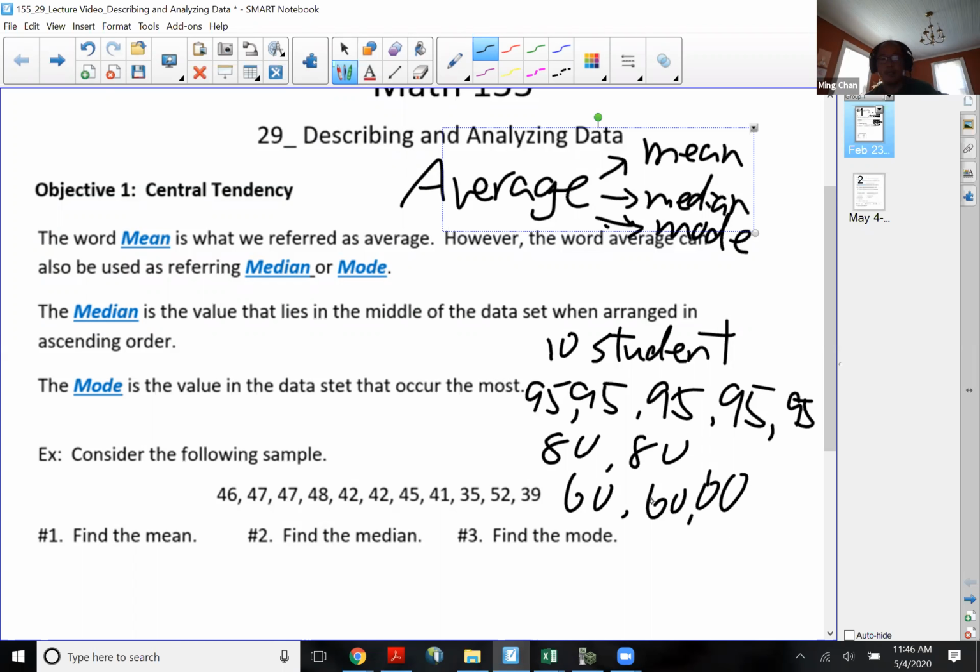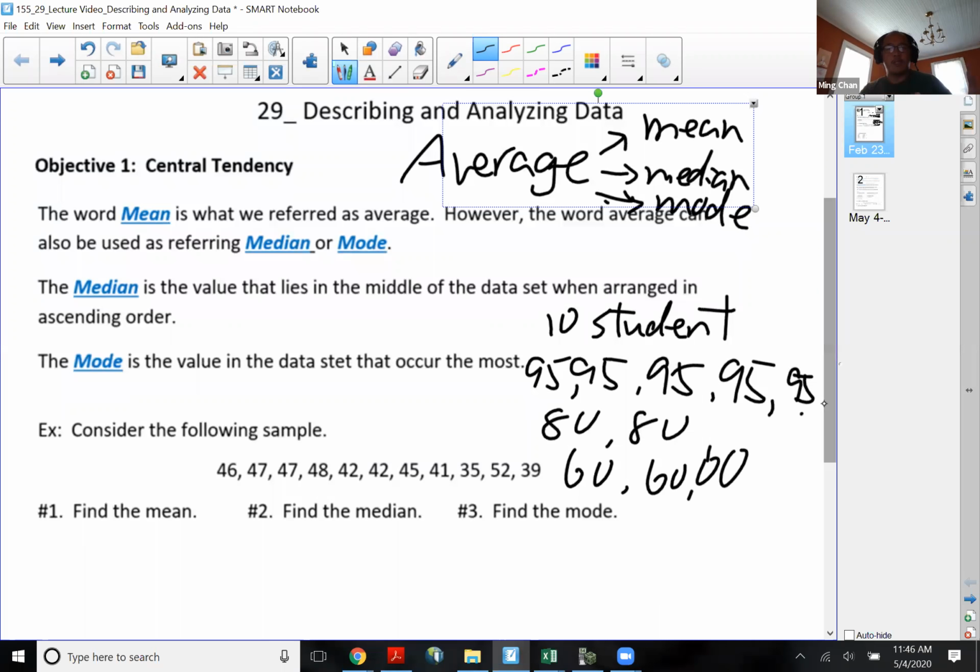The mode is the data that occurs the most. If 95 occurs the most, that shifts your center towards the higher grades. The center of your entire distribution is leaning more towards the higher grades than the lower grades.